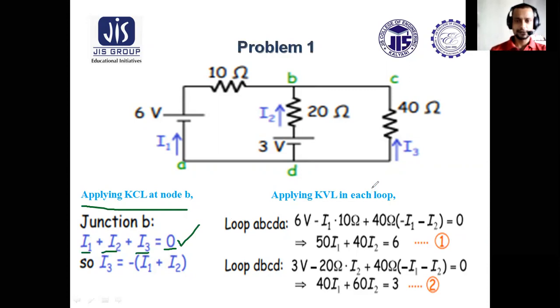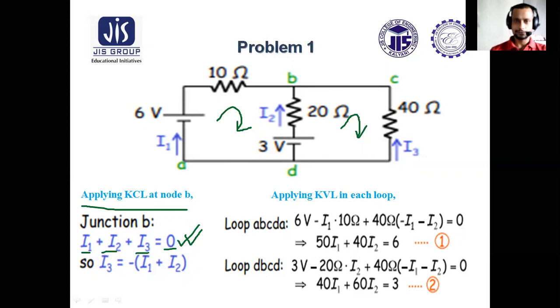In the next case, let us see, we have three unknowns, I1, I2 and I3. For these three unknowns, we should have three equations to get a solution. So one equation could be obtained from junction B by applying KCL at node B. And the remaining two equations we could obtain by applying KVL in these two loops. Okay, so let us apply KVL in each loop.